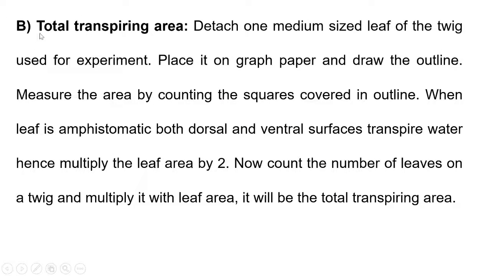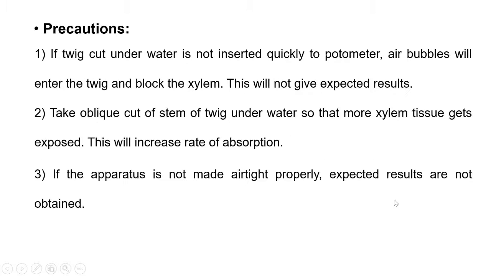Then the second point is the total transpiring area. Detach 1 medium size leaf of the twig used for the experiment. Place it on graph paper and draw the outline. Measure the area by counting the squares covered in the outline. When the leaf is amphistomatic, that is, both dorsal and ventral surfaces transpire water, hence multiply the leaf area by 2. Now count the number of leaves on the twig and multiply it with the leaf area. That will be the total transpiring area.